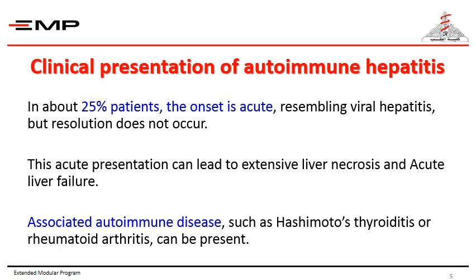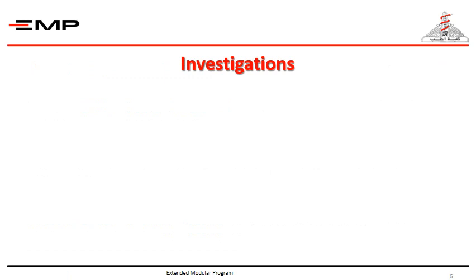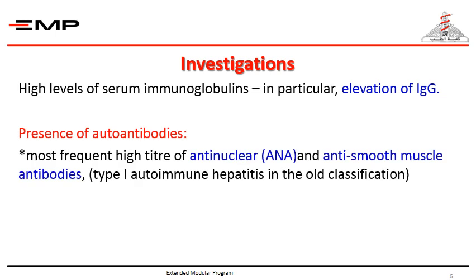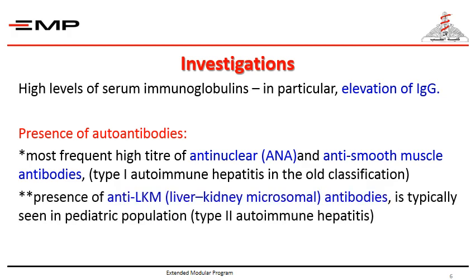Associated autoimmune disease such as Hashimoto's thyroiditis or rheumatoid arthritis can be present. If autoimmune hepatitis is suspected, the following investigations will support the diagnosis: high levels of serum immunoglobulins, especially elevation of IgG, presence of autoantibodies, most frequent high titer of anti-nuclear antibody and anti-smooth muscle antibodies. The presence of anti-liver kidney microsomal antibodies, anti-LKM, is typically seen in the pediatric population.